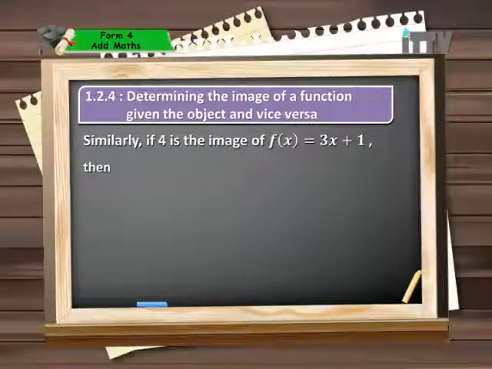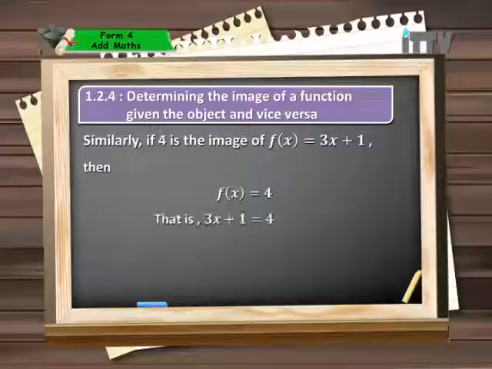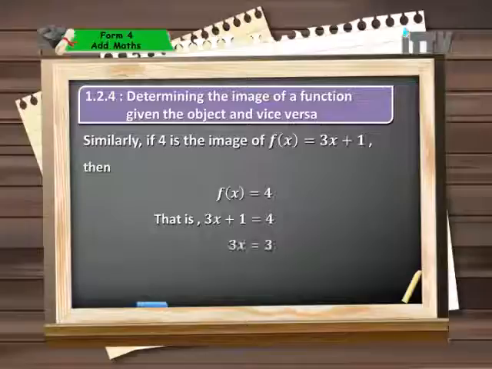Similarly, if 4 is the image of f of x equals 3x plus 1, then to find the x value, simply equate the function f of x to 4. That is, 3x plus 1 equals 4, and that can be solved algebraically by throwing the 1 to the right-hand side, producing 3x equals 3, and hence x is equal to 1. Are we ready to try our hand now at our next example?